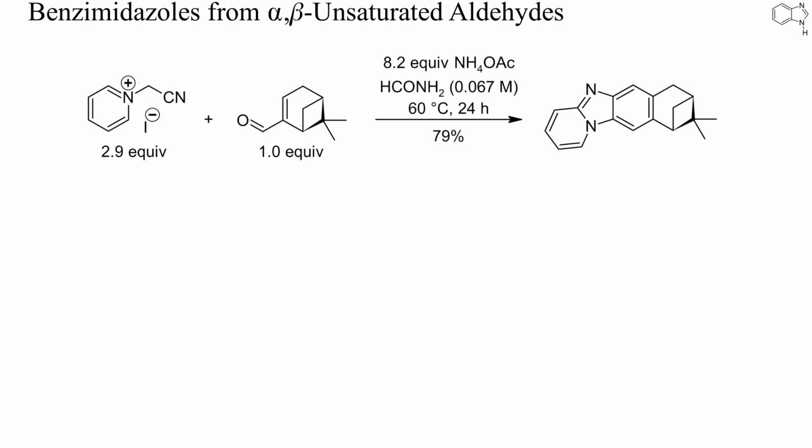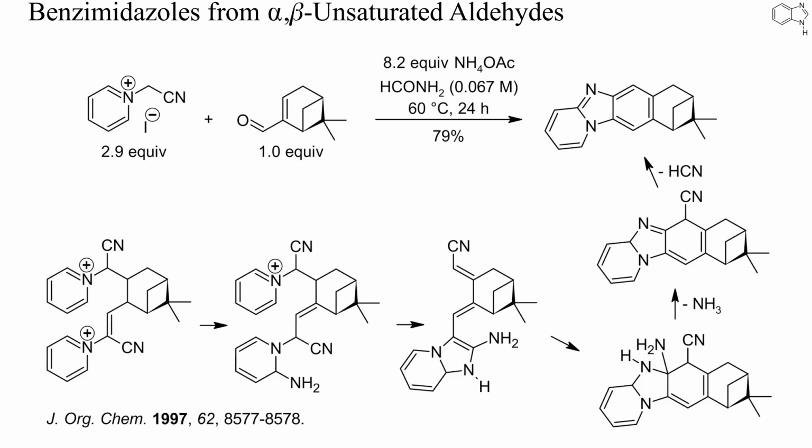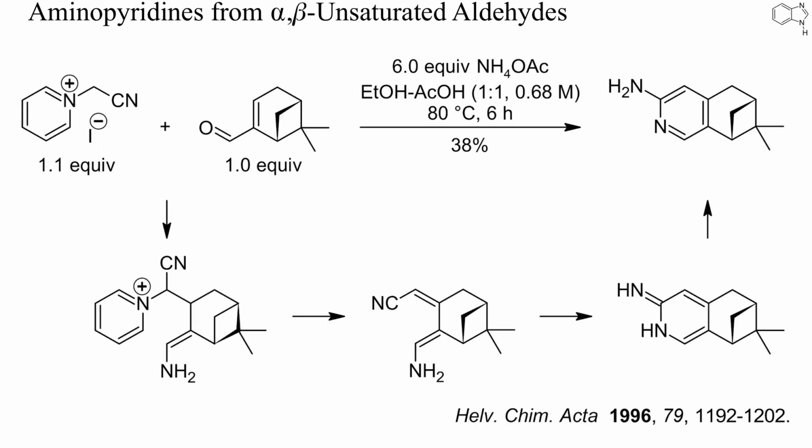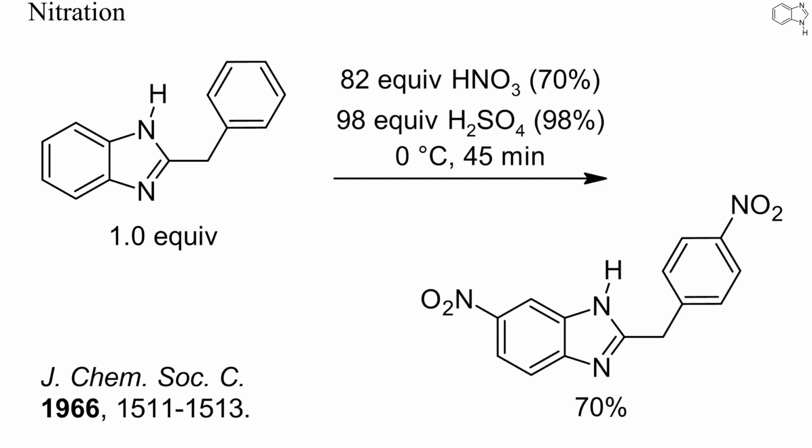Just as a curiosity, benzimidazoles can be formed by simultaneous imidazole and benzene ring formation from alpha-beta unsaturated aldehydes and an excess of cyanomethylpyridinium salts. This reaction probably proceeded by twofold addition of the activated nitrile to the aldehyde, followed by a series of cyclizations and eliminations. The scope of this strategy is narrow, though. If only a slight excess of cyanomethylpyridinium iodide was used, instead of a benzimidazole, a low yield of an aminopyridine resulted.